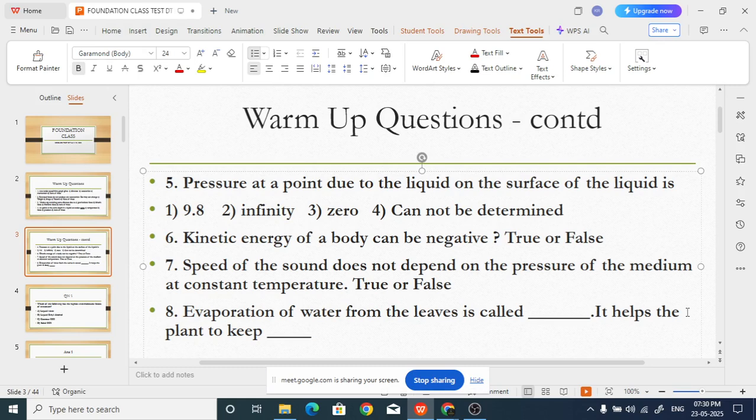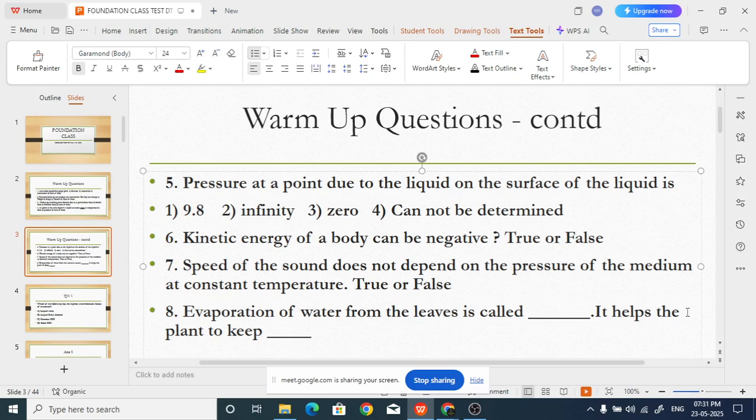So any other answer? One person says it is false. The speed of the sound does not depend on the pressure of the medium at a constant temperature. It is true. Yes, it does not depend on the pressure of the medium at constant temperature. So the answer is true.